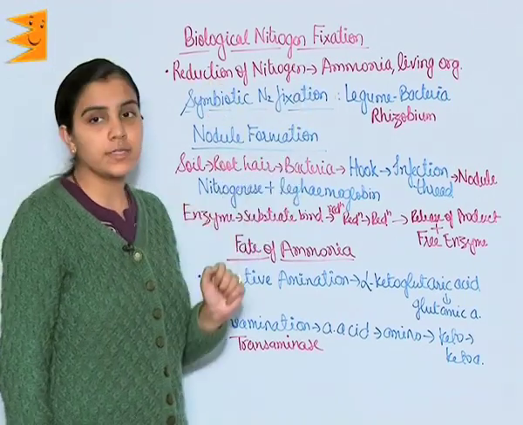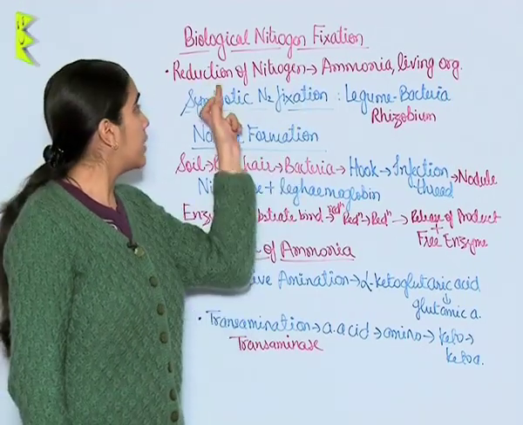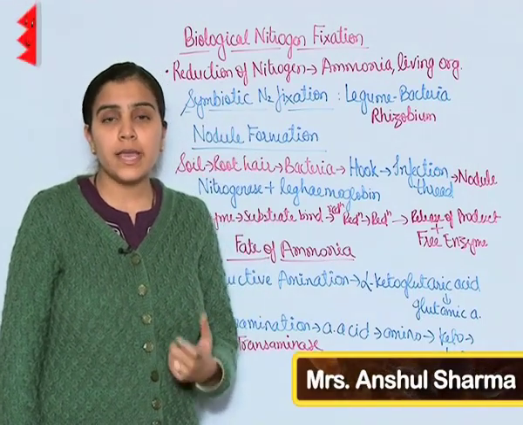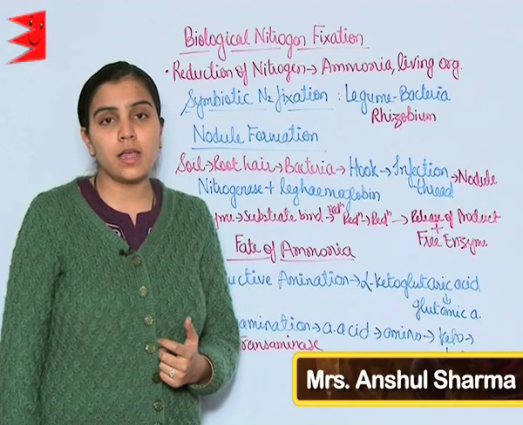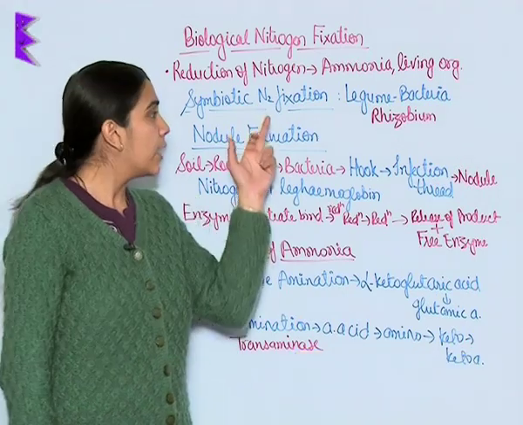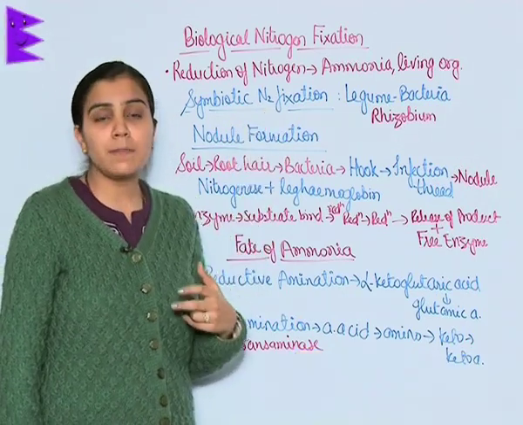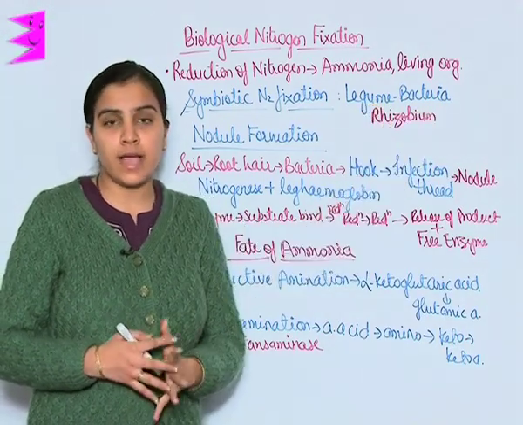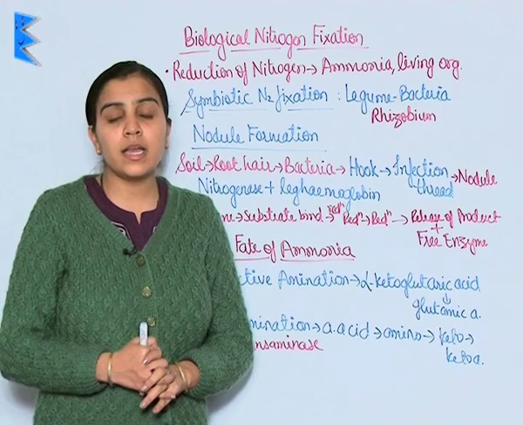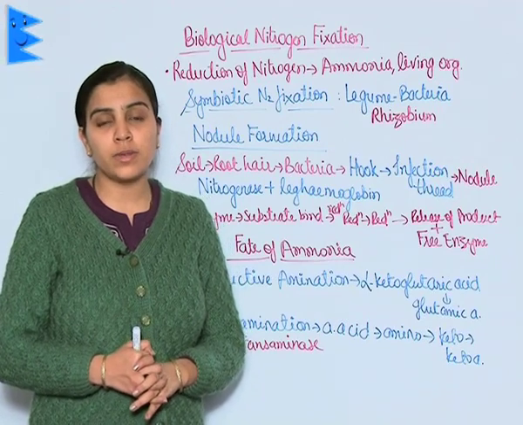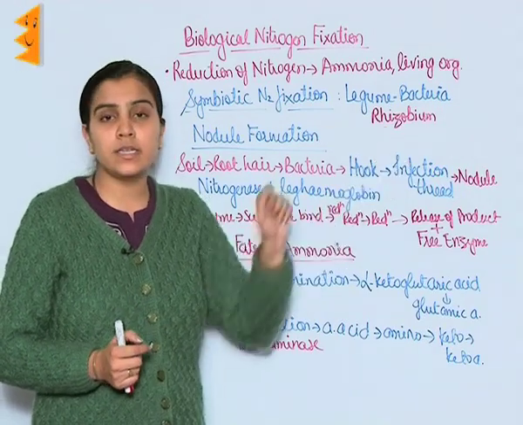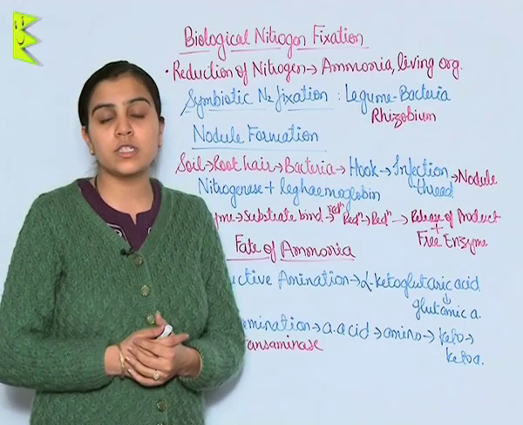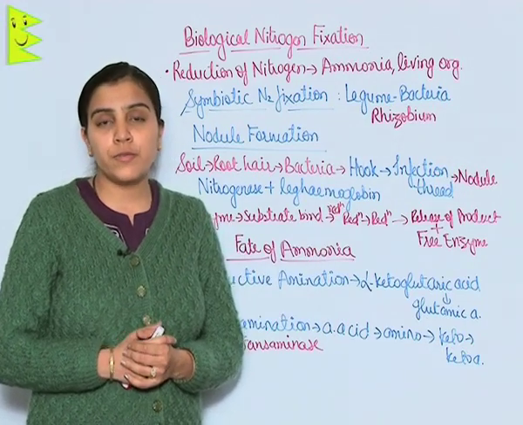Biological nitrogen fixation. The reduction of nitrogen into ammonia by living organisms is known as biological nitrogen fixation. It occurs through symbiotic nitrogen fixation, which is legume-bacteria interaction, in which bacteria get attached to the roots of leguminous plants. Rhizobium bacteria are found attached to the roots of leguminous plants, and thereby they fix the nitrogen.